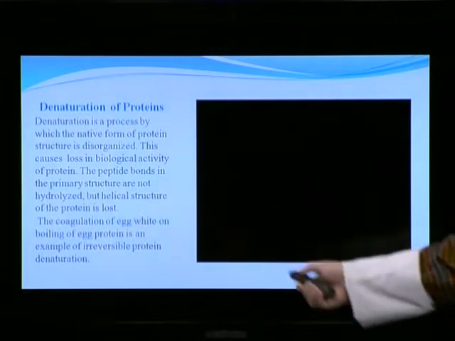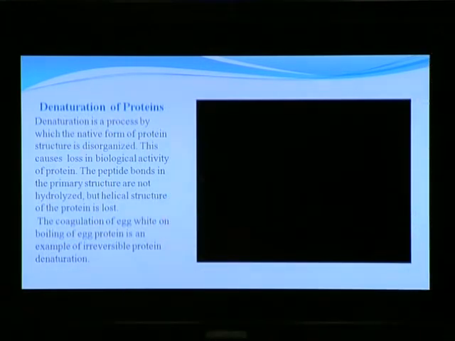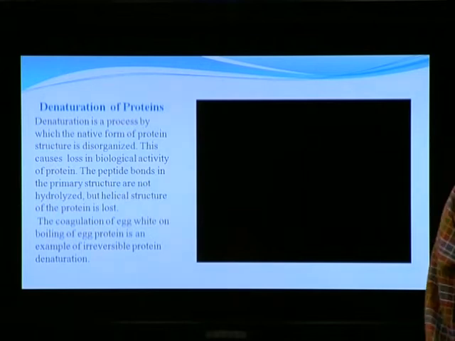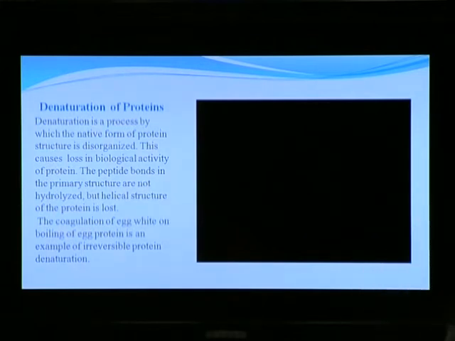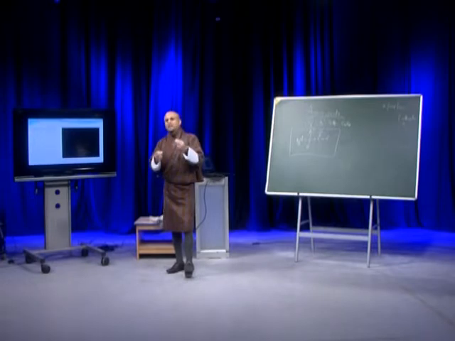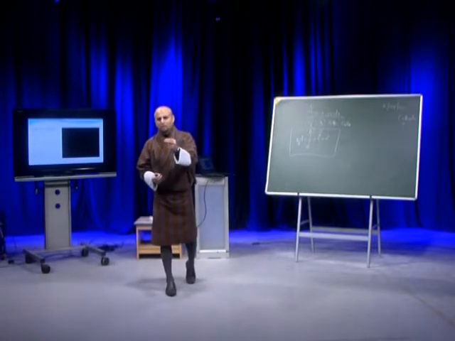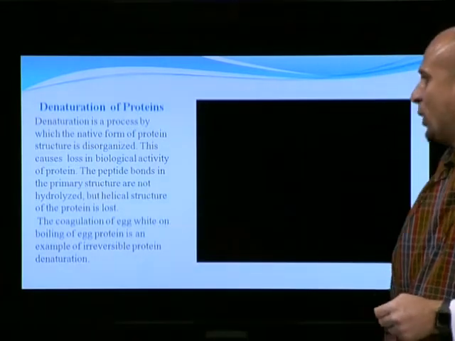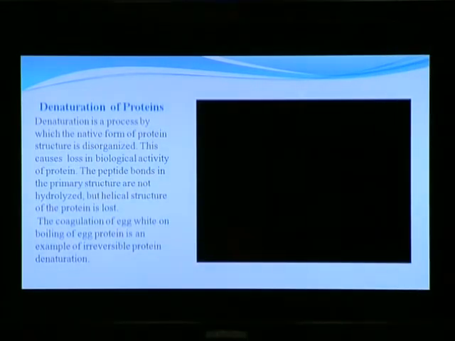Now, peptide bonds in the primary structure are not hydrolyzed, but the helical structure of protein is lost. As I already mentioned earlier, denaturation of protein is about destroying the secondary and tertiary structure of proteins, but the primary structure will remain as it is. One of the simplest examples of coagulation of protein is the coagulation of egg white on boiling of an egg, an example of irreversible protein denaturation.